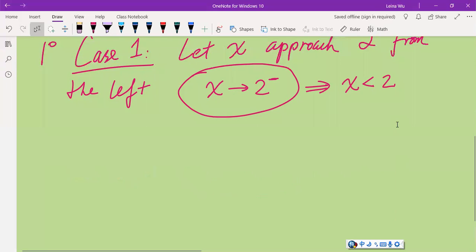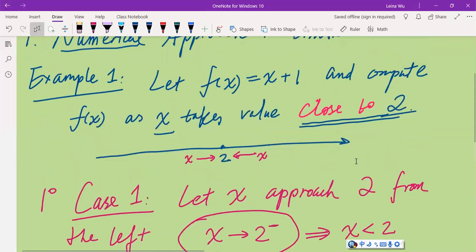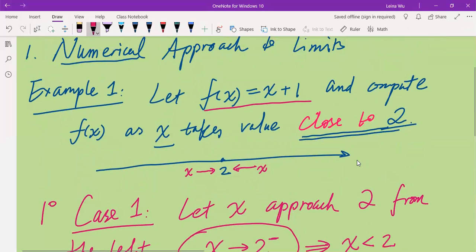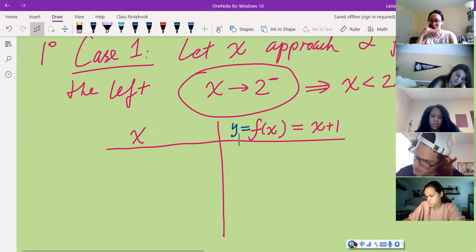Okay. So then what we're going to do is make a table, because the table helps us organize our thinking. In this table, we're going to put x on top as the left column, and the right column is what we are interested in. Let the function f of x be x plus 1 and compute f of x. So we're computing f of x equals x plus 1. And we know this could be written as y, because f of x is just y, right? Y value. Good so far?